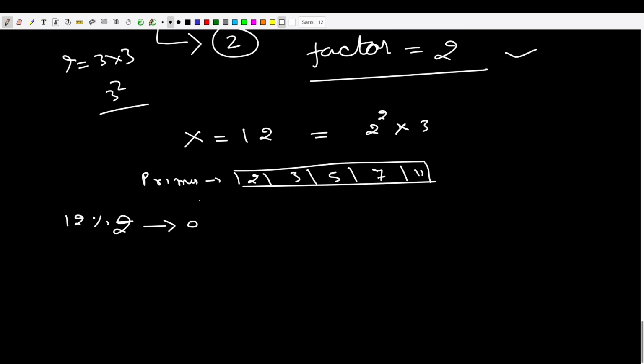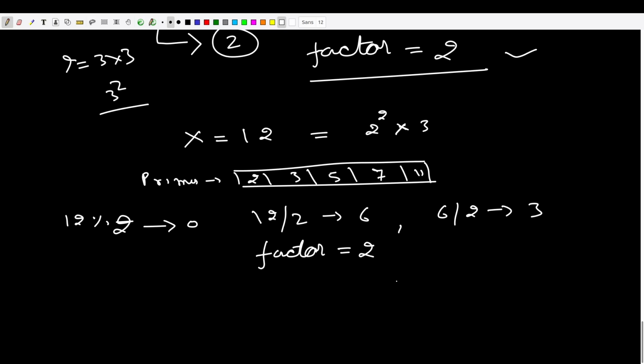Now we are going to see how many times 2 divides 12. So the first time when it divides, it becomes 6. The second time when it divides, it becomes 3, right? So now clearly 3 is not divisible by 2. Since 2 divides 12 two times, the factor will be 2 here. Okay, so now the element has been reduced, so x has been reduced to 3.